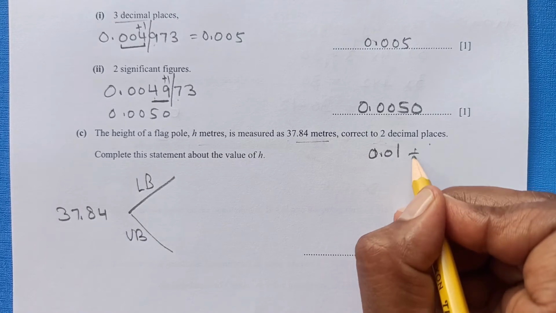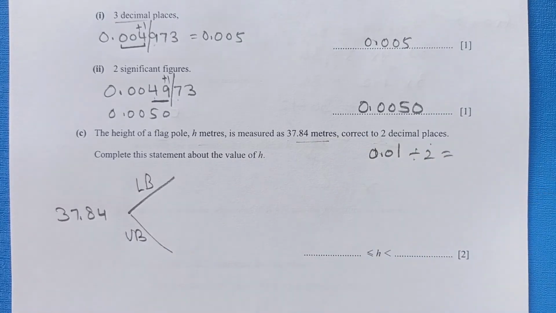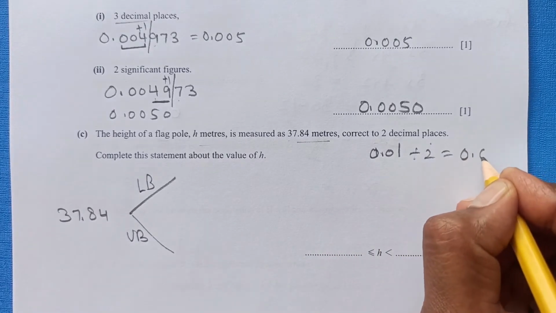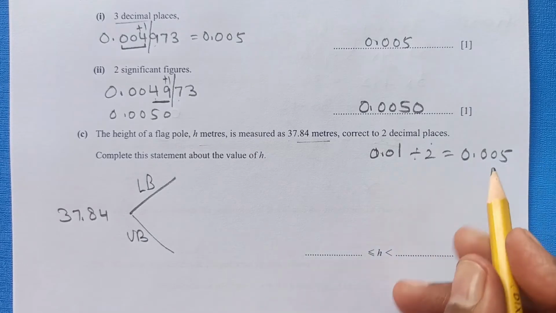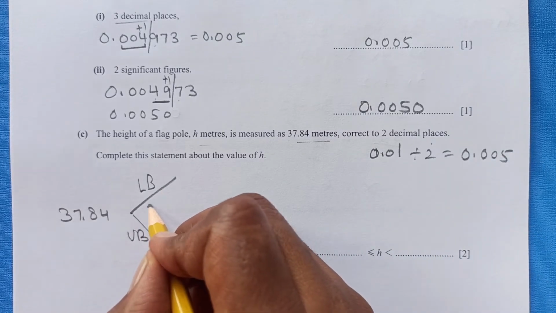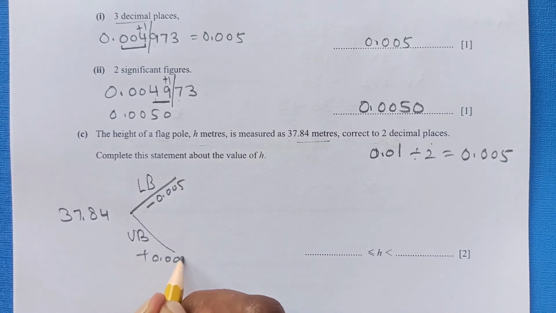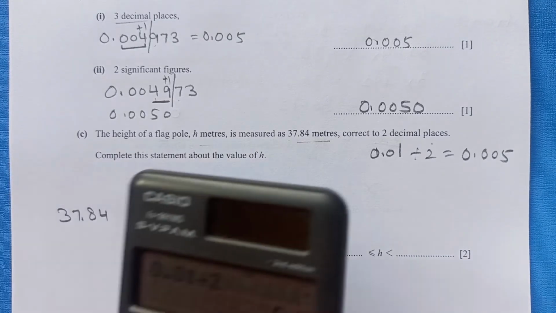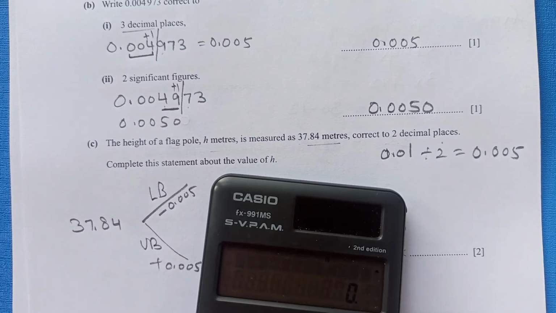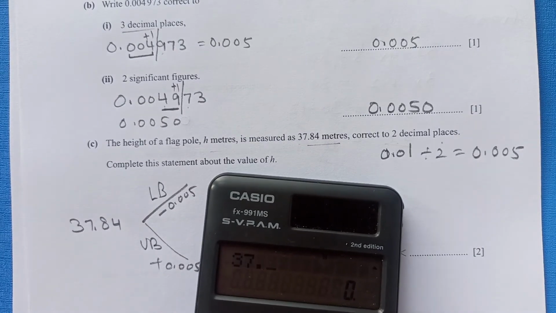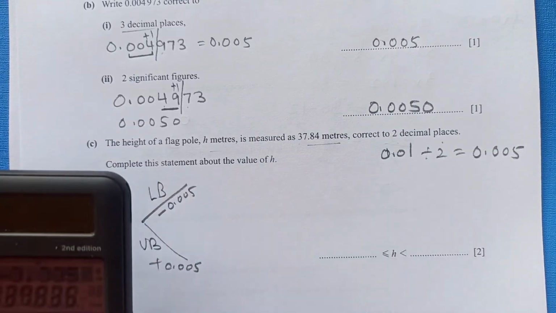This is 0.01, so divided by 2, 0.01 divided by 2 is 0.005. So we are going to subtract this here, minus 0.005, and then add 0.005 here. So 37.84 minus 0.005 is 37.835.